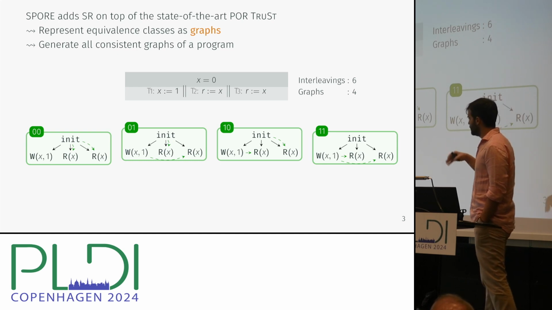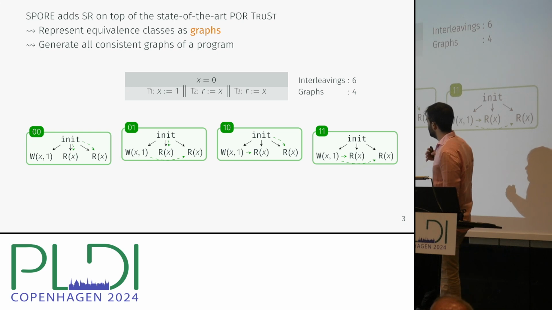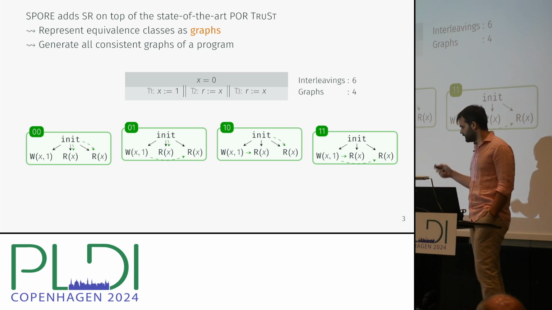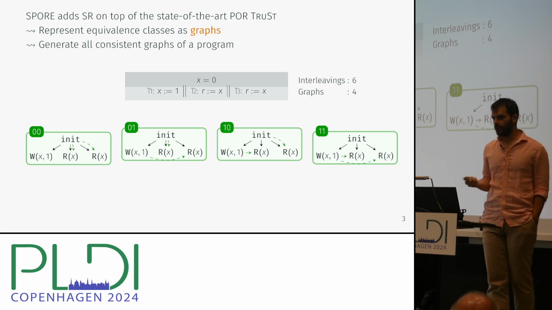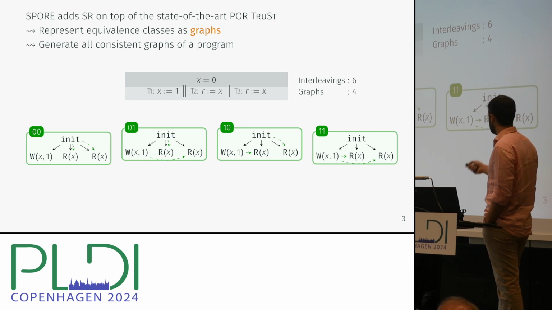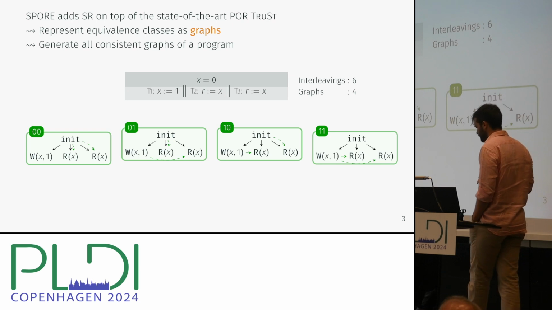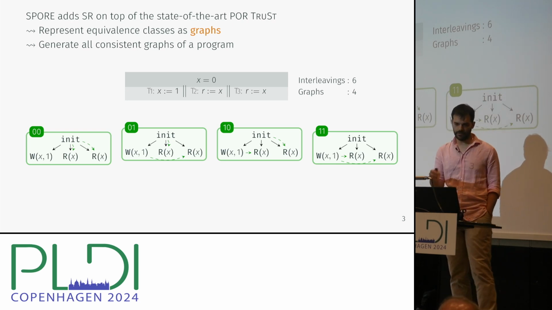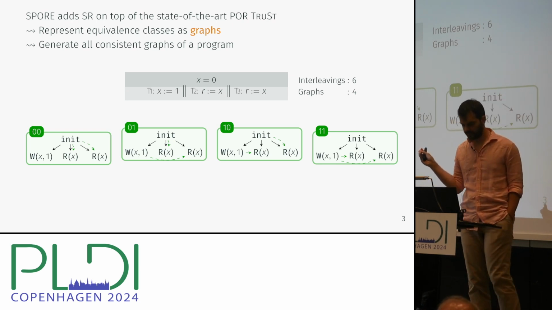The black edges denote program order. They connect the initializing write to the first event of each thread. And what's more interesting are the green edges, which show where the reads are reading from. Right? So for example, there, these reads are reading 0, 0, 0. Here is 0 and 1, and so on. Right? So trust would verify this program by enumerating these 4 graphs.